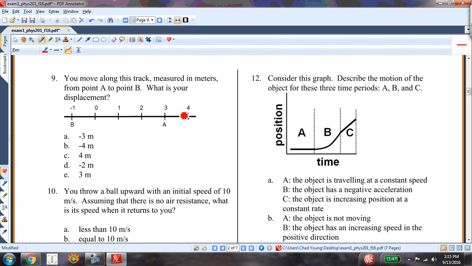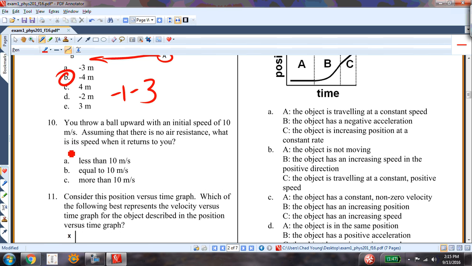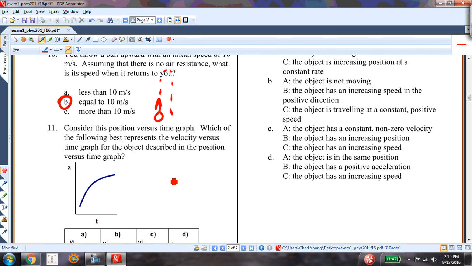You move on this track. What is your displacement moving from A to B? That's going to be -1 minus 3, final minus initial. That is -4. You throw a ball upward with initial speed of 10 meters per second. What is its speed when it returns to you? Equal to 10 meters per second. It goes up, comes down at the same speed.